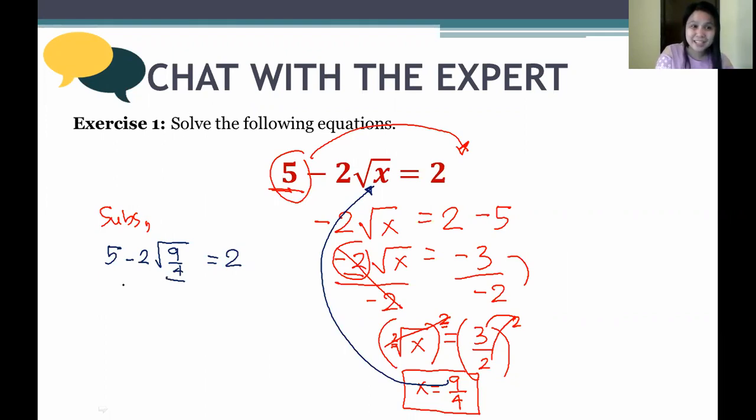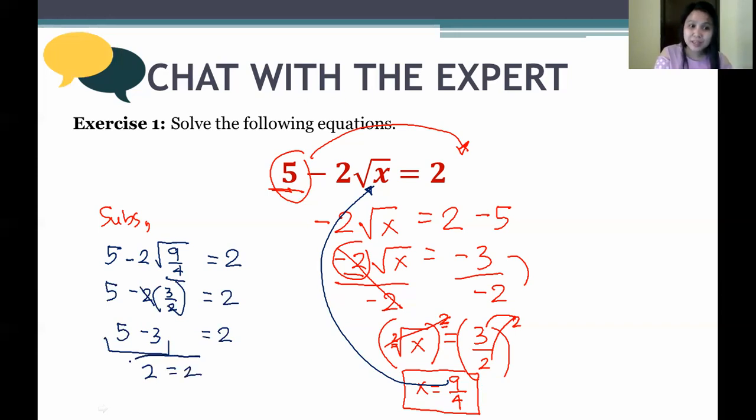What's the square root of 9/4? It is square root of 9 is 3. Square root of 4 is 2. There. Same numerator and denominator. You can cancel it. So 5 minus 3 equals 2. Let's simplify the left side. 5 minus 3 is 2 equals 2. Therefore, 9/4 is a solution.